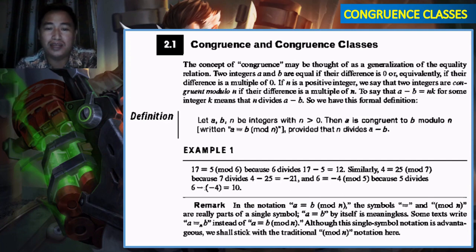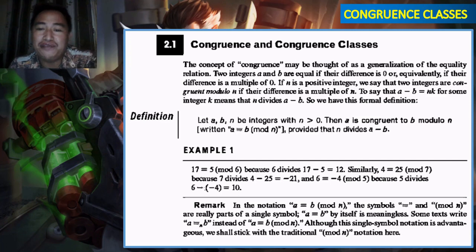So the concept of congruence may be thought of as a generalization of the equality relation. Two integers a and b are equal, that is a equals b, if their difference is 0. So a minus b is 0. Equivalently, if their difference is a multiple of 0. So a minus b is equal to 0 times k. Right? 0 times k is still 0. So the difference is a multiple of 0.